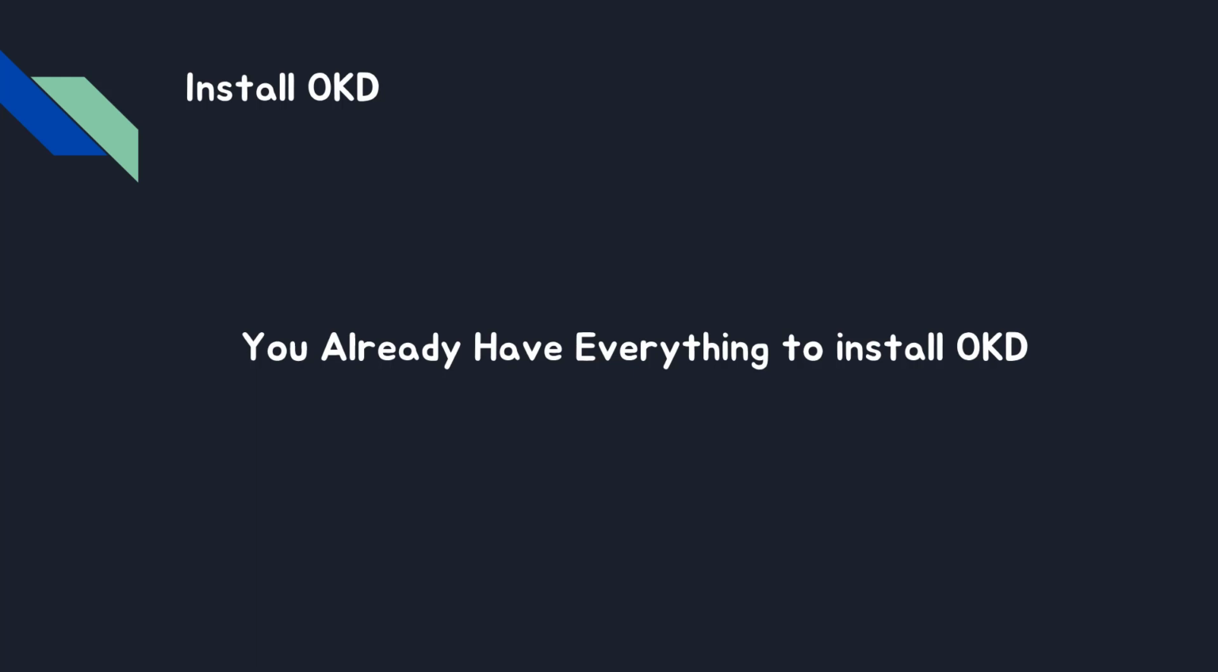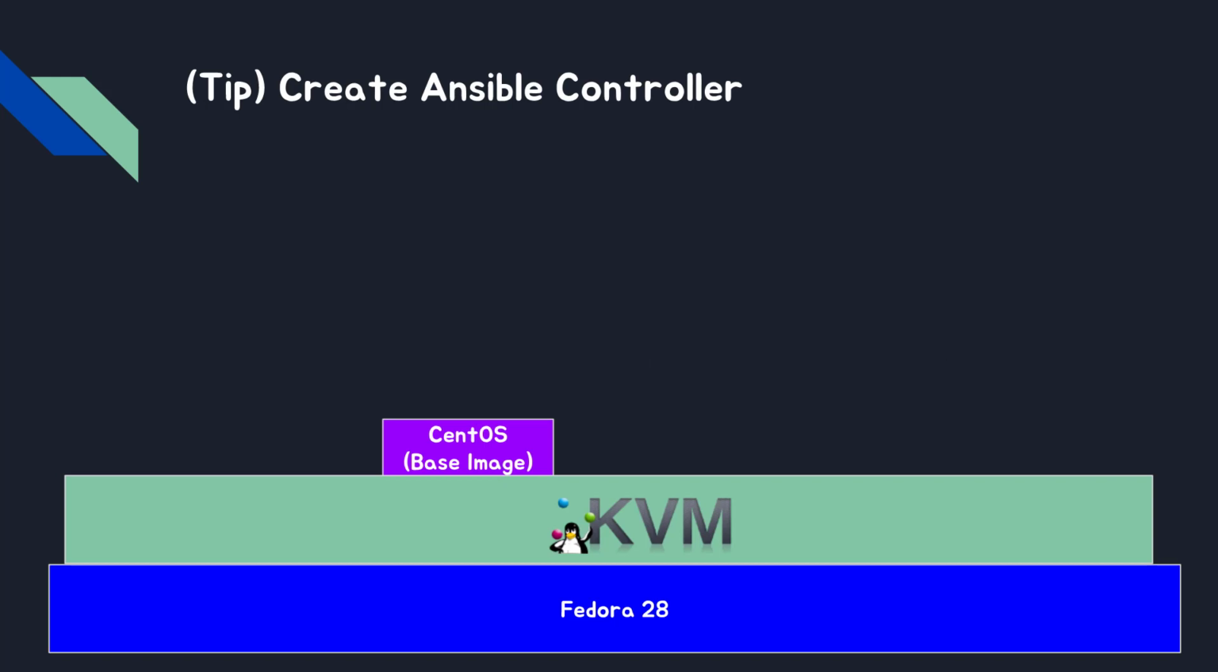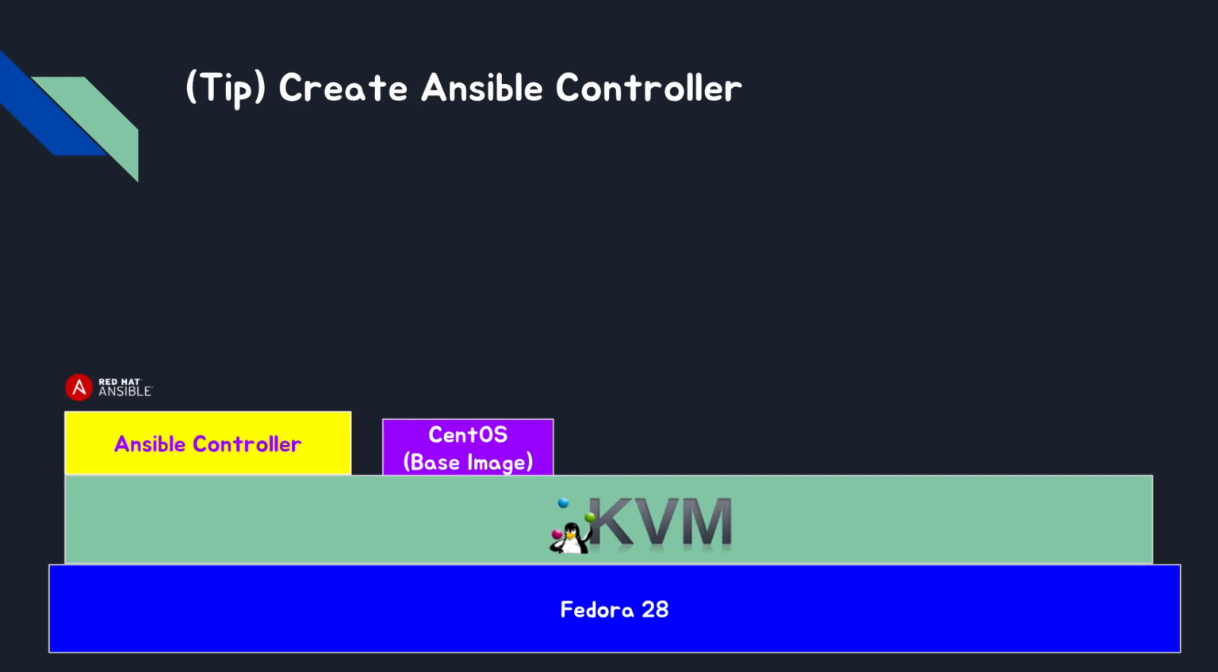As a tip, create an Ansible controller. I prefer using an Ansible controller because if I have one, I don't need to install anything on my Fedora 28. So whenever I have some issue with the Ansible controller and DNS, I just easily delete the VM and create it again. So easy peasy. First, I need to install the Ansible controller. It is the same step, cloned from the base image. So I just clone the base image and install Ansible and some repositories that I want to use.